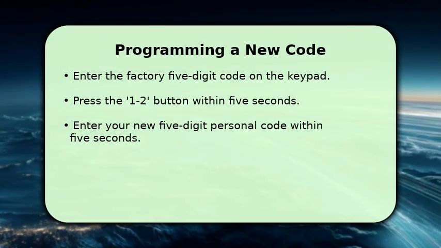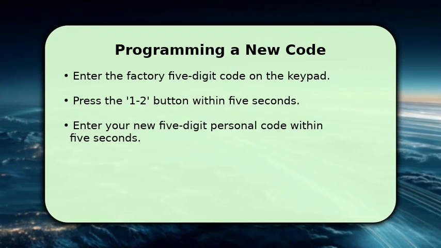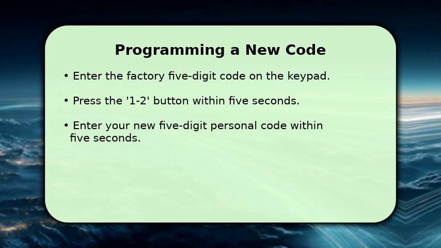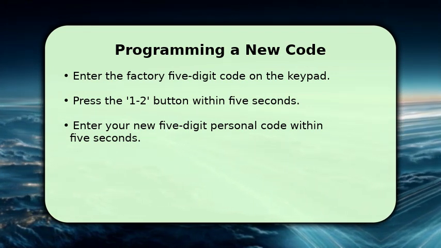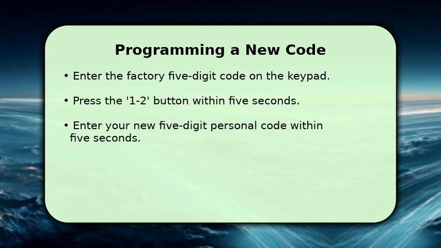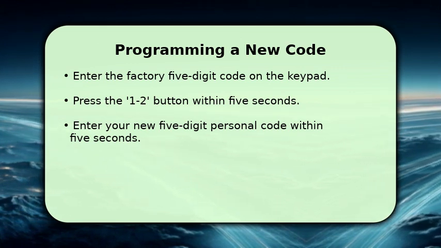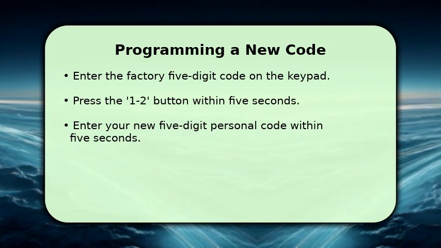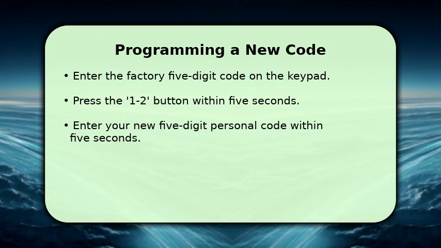Once you have the factory code, enter it on your door's keypad. Within 5 seconds, press the 1-2 button. Immediately after, enter your desired new 5-digit personal code, ensuring each digit is entered within 5 seconds. To confirm and save, press the 1-2 button again. The doors will then lock and unlock, signaling a successful programming.